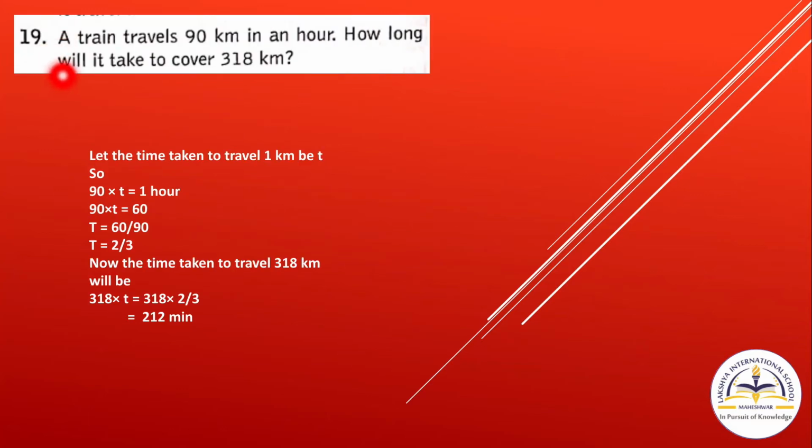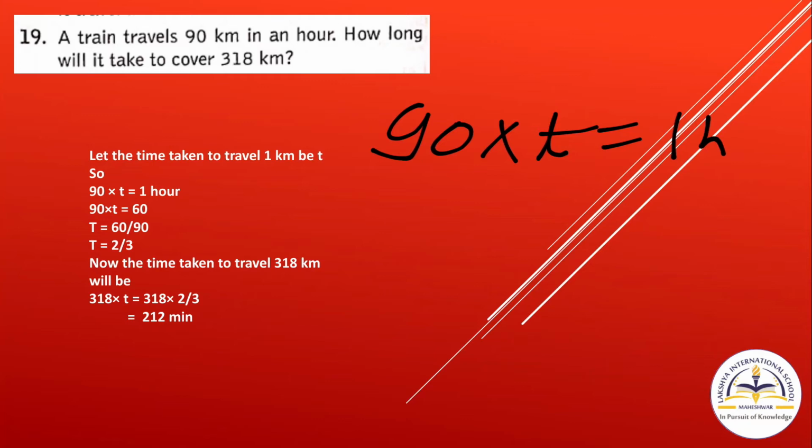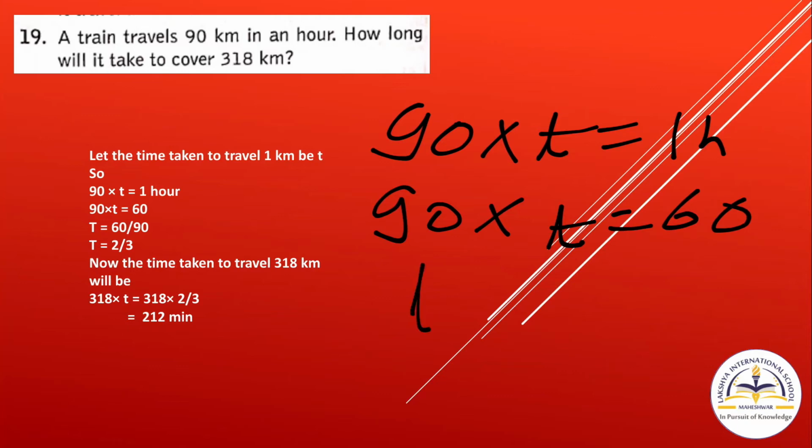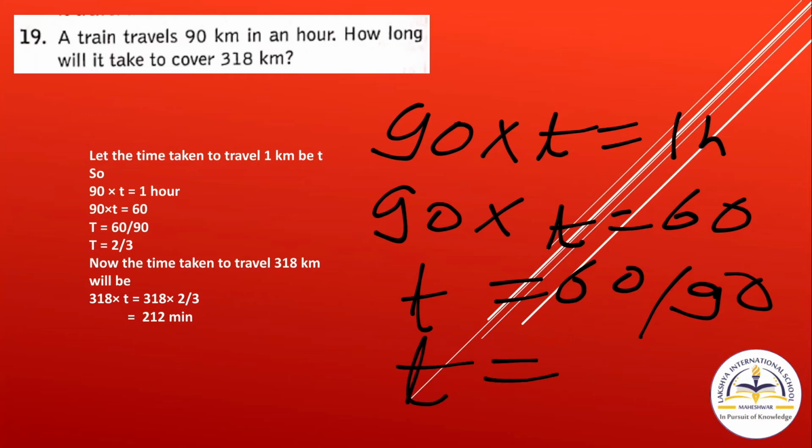Now question number 19. A train travels 90 km in an hour. How long will it take to cover 318 km? Now let the time taken to travel 1 km be t. So 90 multiplied by t equals 1 hour. In 1 hour, how many minutes are there? That is 60. So in place of 1 hour we will write 60. Now t will be equal to 60 by 90. It means when you cancel 0, and we know 6 and 9 both are divisible by 3, it means 2 by 3.